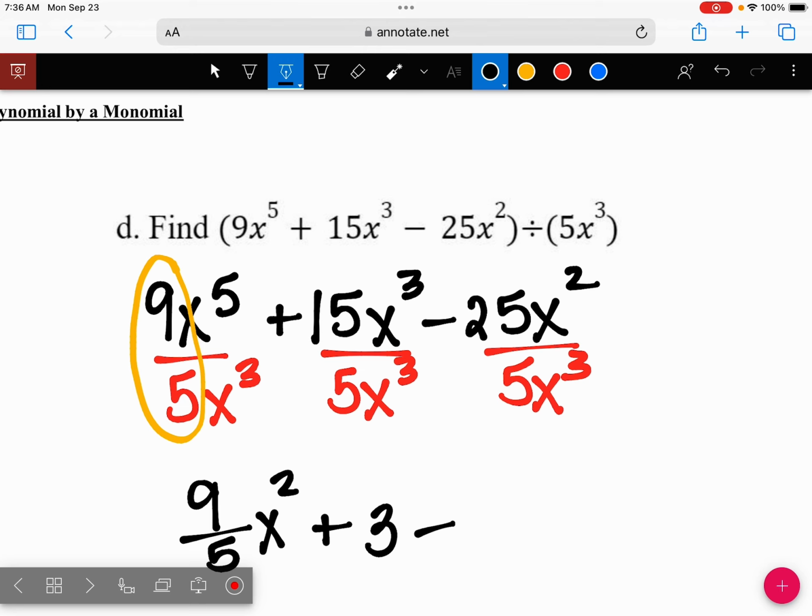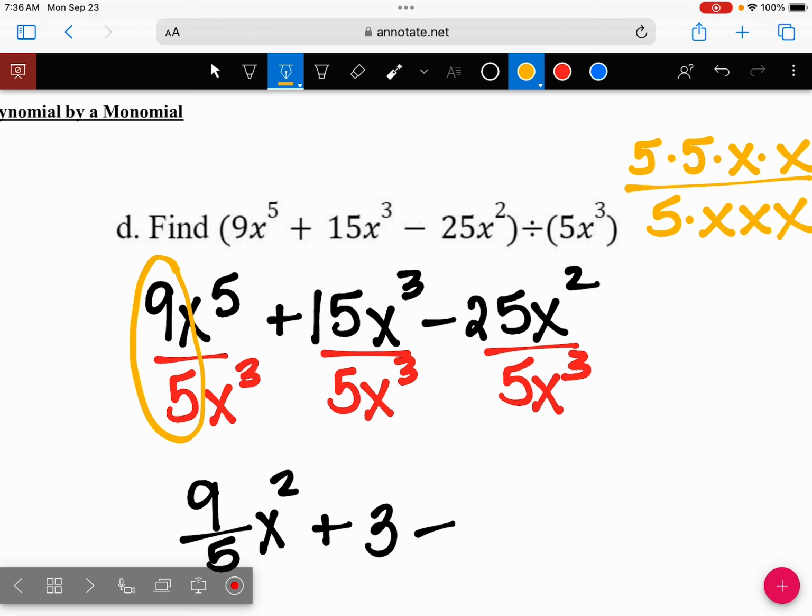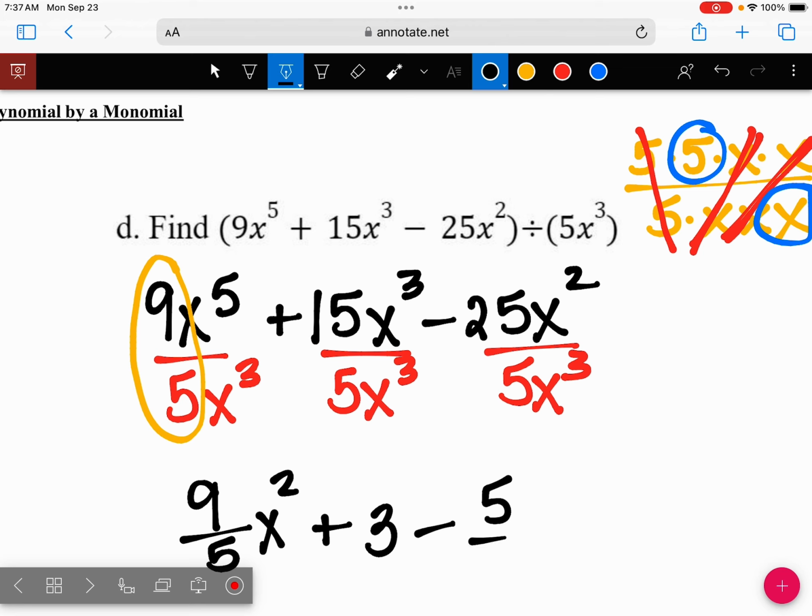And then for my last term here, I have 25, which is 5 times 5, and that's over 5 and then 3 x's. So when I cancel out my like terms, which would be the 5 and an x, oh, I could cross off 2 x's, sorry. I'm left with just a 5 over x. And that's why the last term is 5 over x.